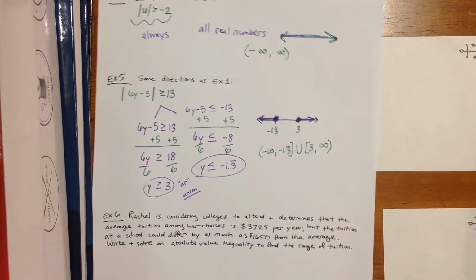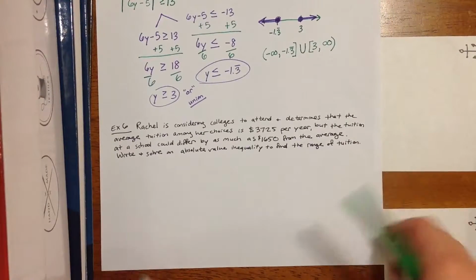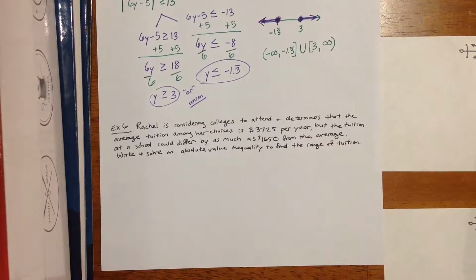Now, let's go to a word problem, just to see how we could work with this. And I want to show you a technique you can use to work with these. So here we go. Rachel is considering colleges to attend and determines that the average tuition among her choices is $3,725 per year. But the tuition at a school could differ by as much as $1,650 from the average. Write and solve an absolute value inequality and find the range of the tuition.